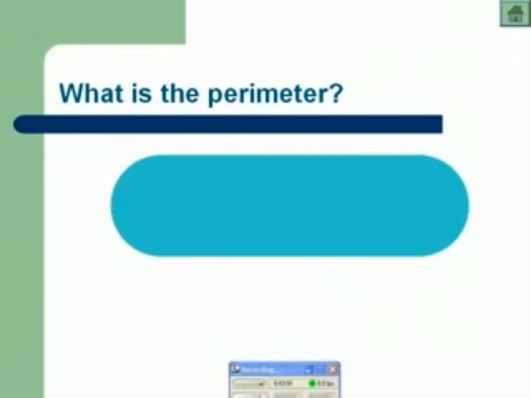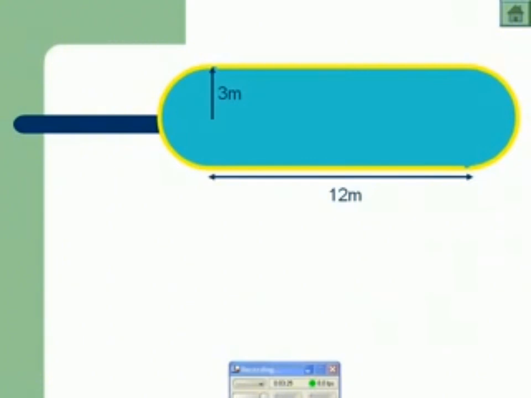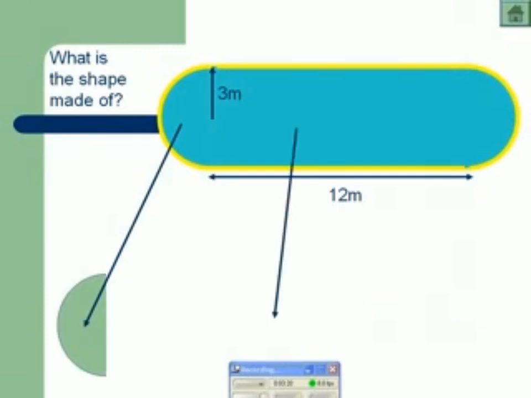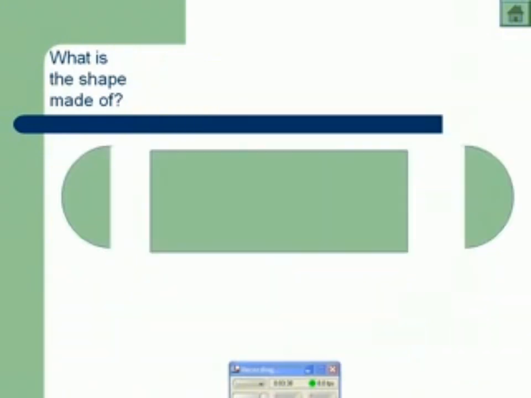So we're being asked to find the perimeter of a composite shape. So we've got the length of it being 12 meters, and the radius of one of the circles being 3 meters. So we need to know that the perimeter is the distance all the way around the outside of the shape. So we're going to walk all the way around it. So we need to decide then what the shape is actually made up of. So we can see we've got a semicircle, a rectangle, another semicircle.